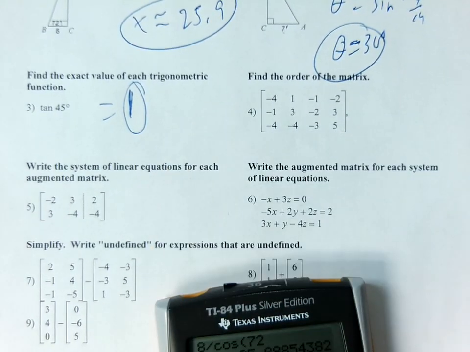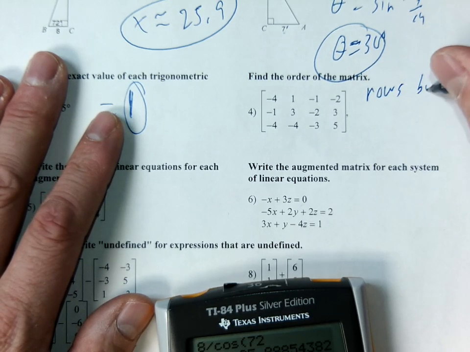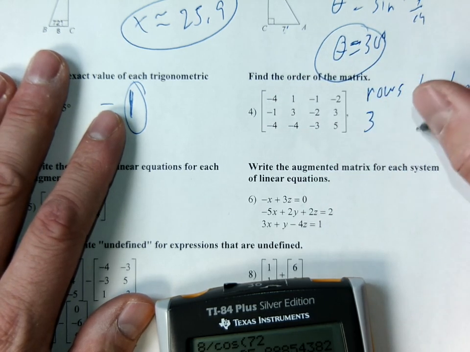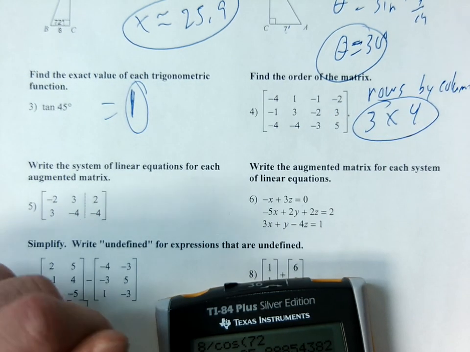All right, order of matrices, you count rows by columns. Rows by columns. So this one has 3 rows by 4 columns. So 3 by 4.